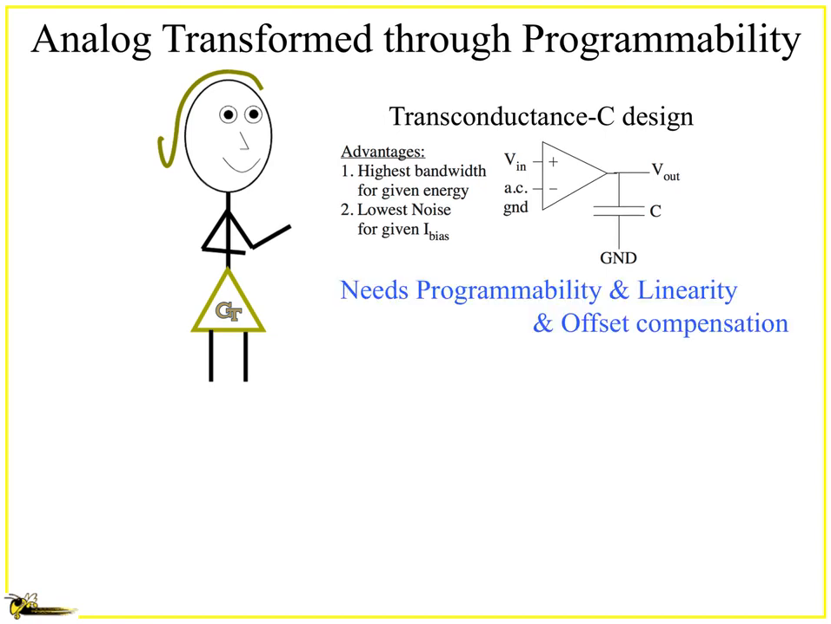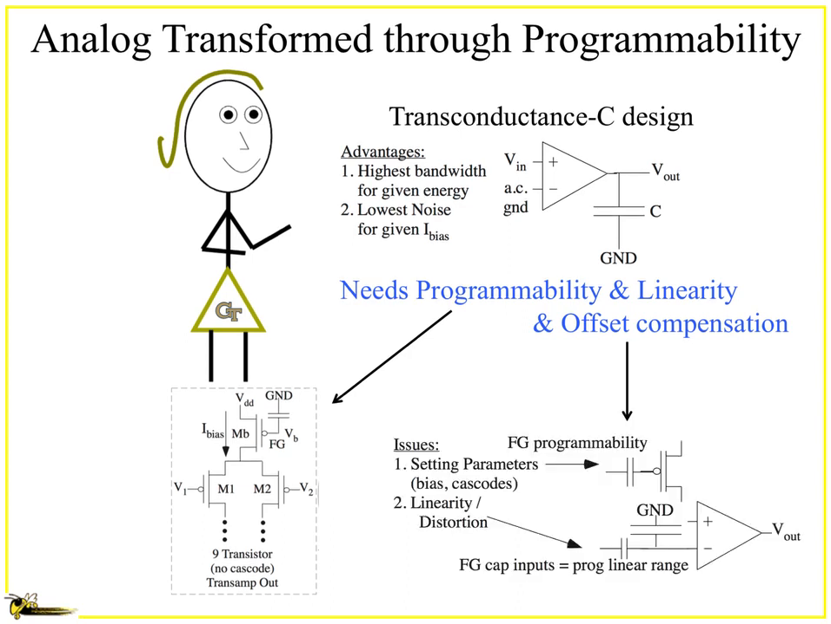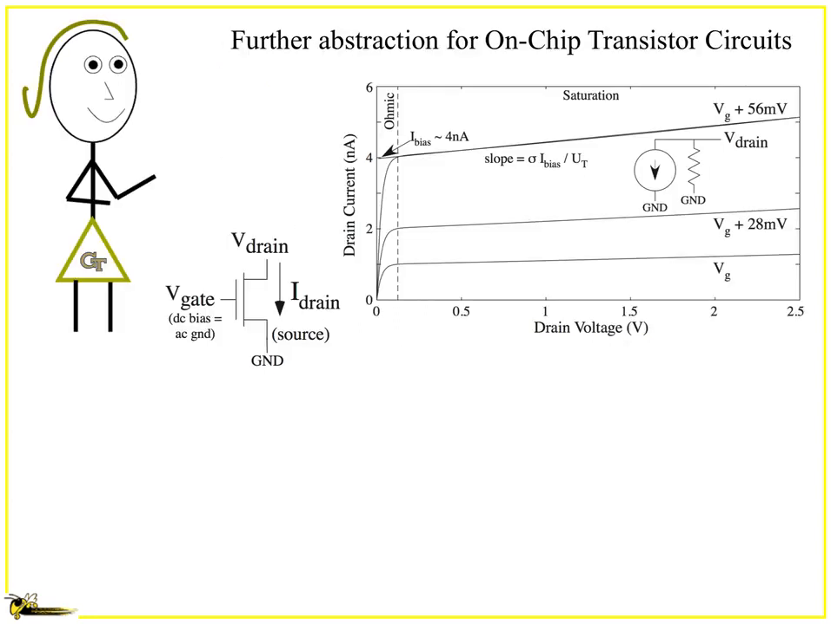The killer with these structures is always I need programmability, linearity, and offset compensation. Well, we already talked about we can do programmability. This could also be done in a differential pair. Also the offset compensation, we already kind of talked about that's a possibility. By putting the floating gates at the inputs, we could talk about also linearizing it and linearizing exactly what we need to solve the problem.